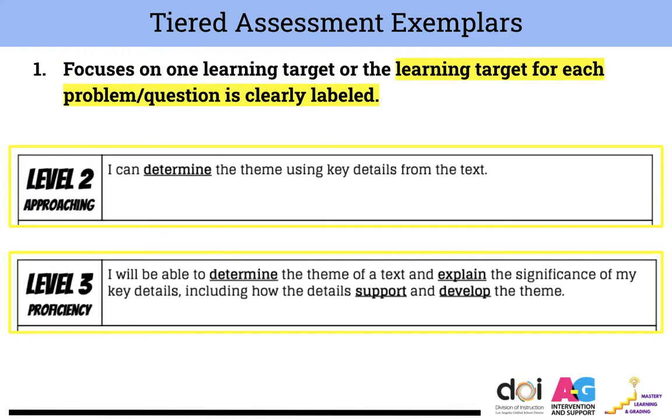In this example, the teacher is demonstrating that they have a learning target for each tier. A level 2 or approaching is that the student will be able to determine the theme using key details from the text. But the level 3, which is proficient, is different. If you'd like at any point in time, please pause the video to look at the contents of the screen with more detail.